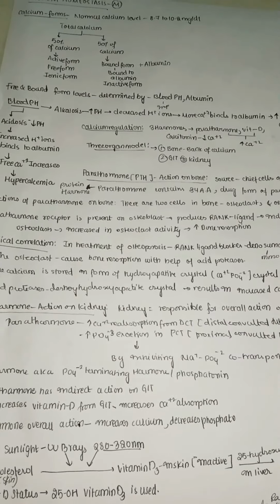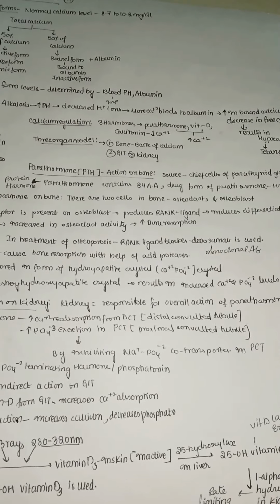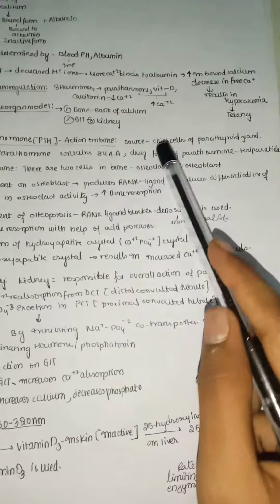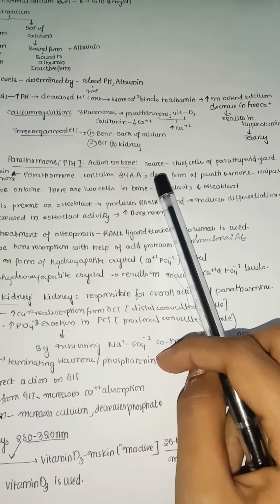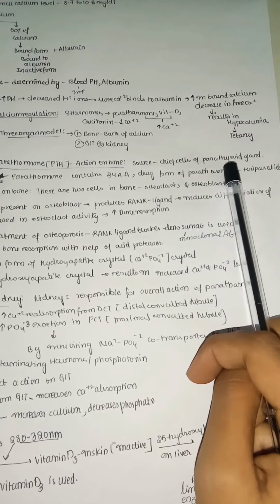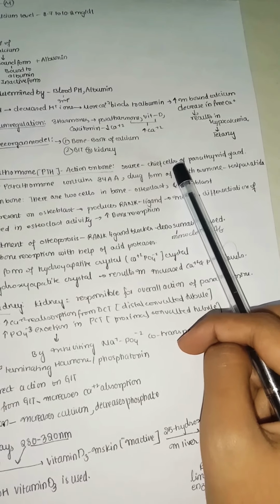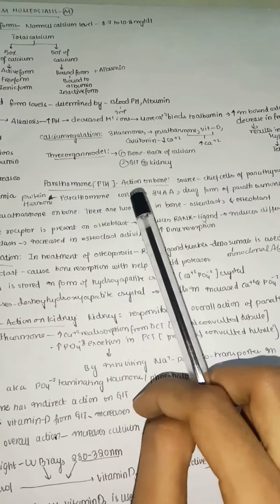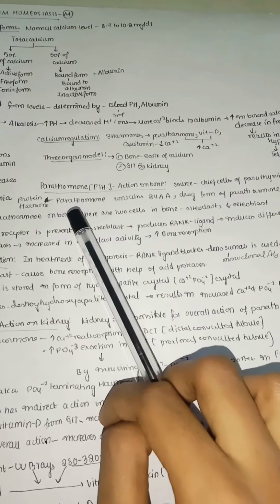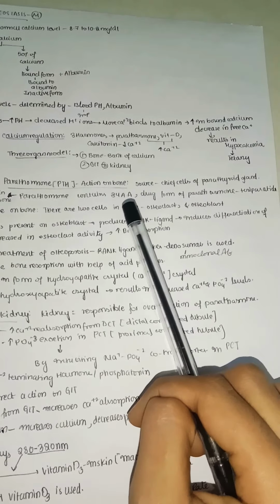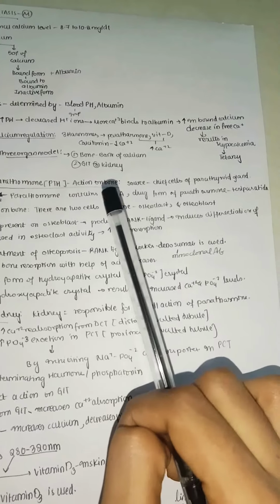So now let us see parathormone, which is a main hormone useful in calcium regulation. We'll see the action of parathormone on bone now. The source of this parathormone is mainly the chief cells of the parathyroid gland. In the parathyroid gland we have chief cells and oxyphilic cells, and mainly from chief cells we get this parathormone. Parathormone contains 84 amino acids, so it is a protein hormone. The drug form, the agonist of parathormone, is teriparatide.